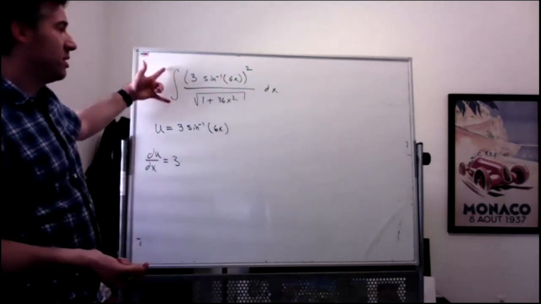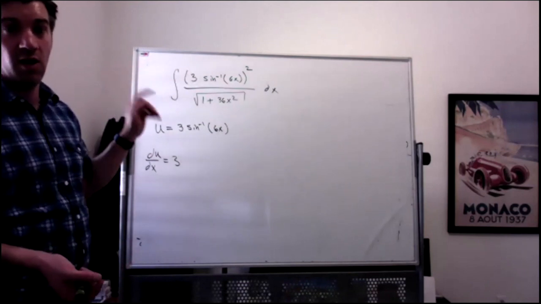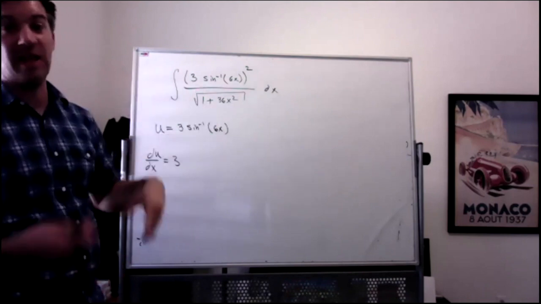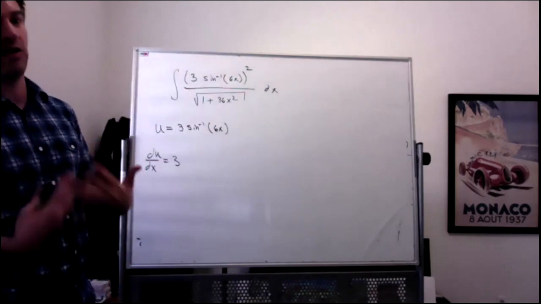If it's definite, you either have to change the limits of integration and then use them, or you can do the whole thing and then go back to x's and then plug in your limits of integration. So it's kind of like an extra last step or two.